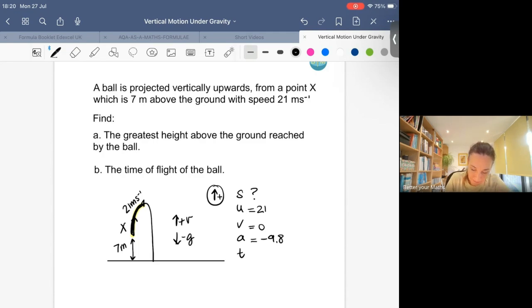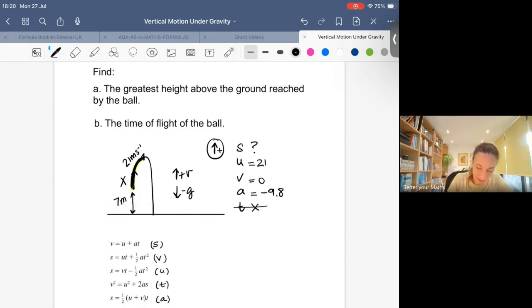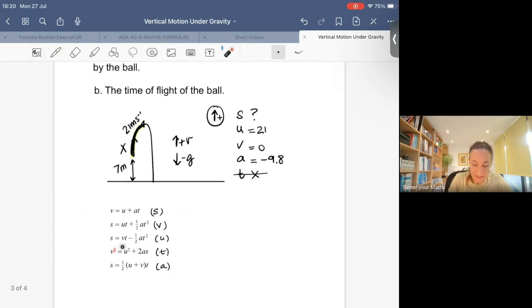And the time, I don't need it. So I need a SUVAT equation without time. I'm going to show you again the SUVAT equations. The one without time is this one here, and that's the one we are going to use. So v squared is u squared plus 2as.